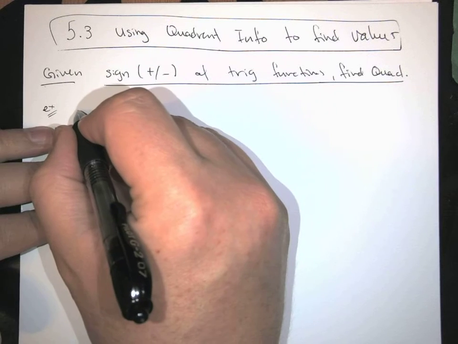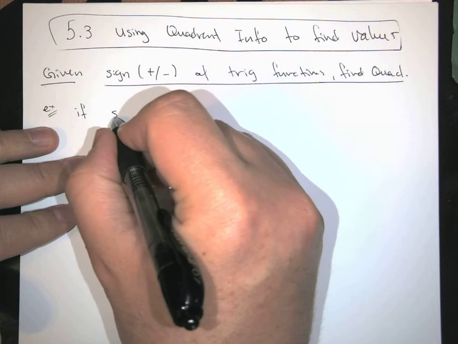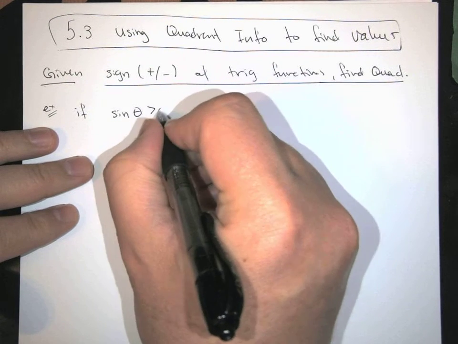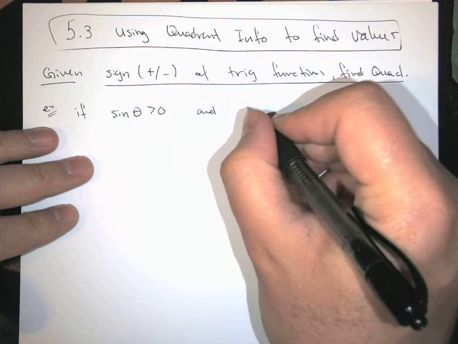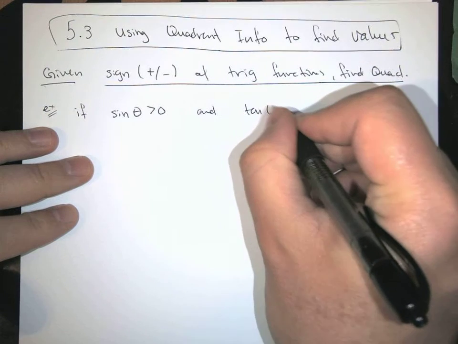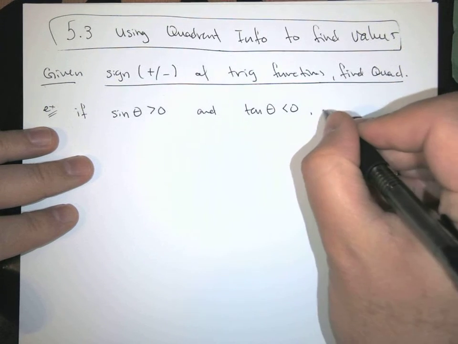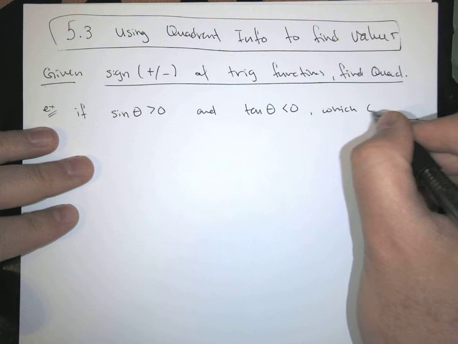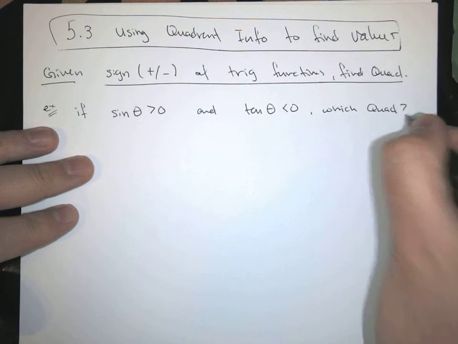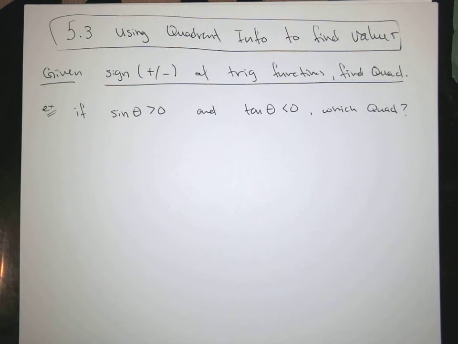So let's say I know that the sine of theta is positive and the tangent of theta is negative. Which quadrant are we in?